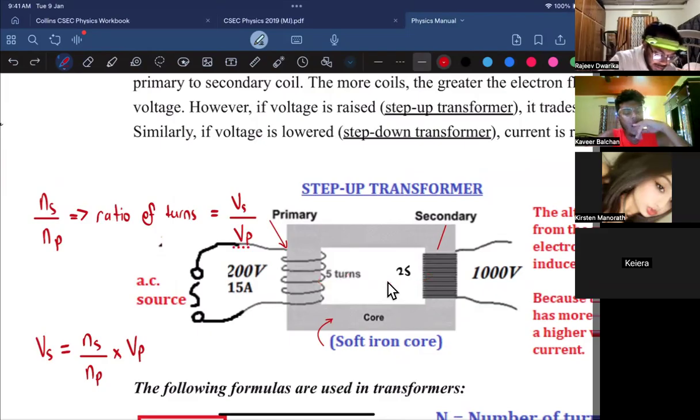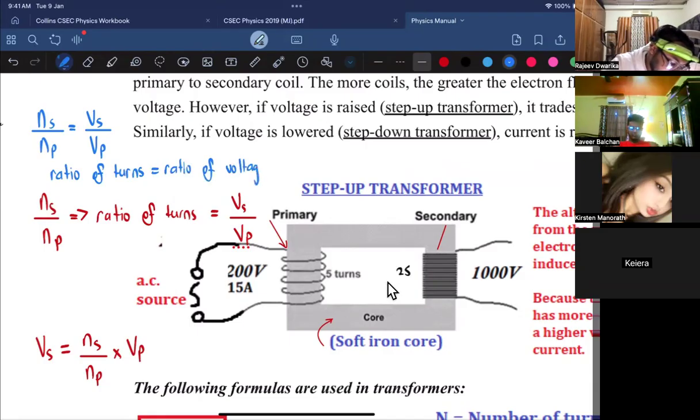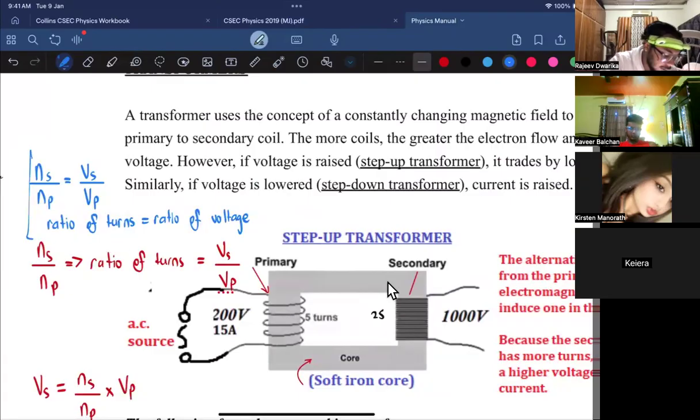Yeah. So I want you to take down this formula. It's a very important formula we just now came up with. So I really want you to take this down. So NS over NP is equal to VS over VP. And what this equation tells you is the ratio of turns. It says that the ratio of turns is equal to the ratio of voltage. So please copy this down. Make sure you have this formula. Please.